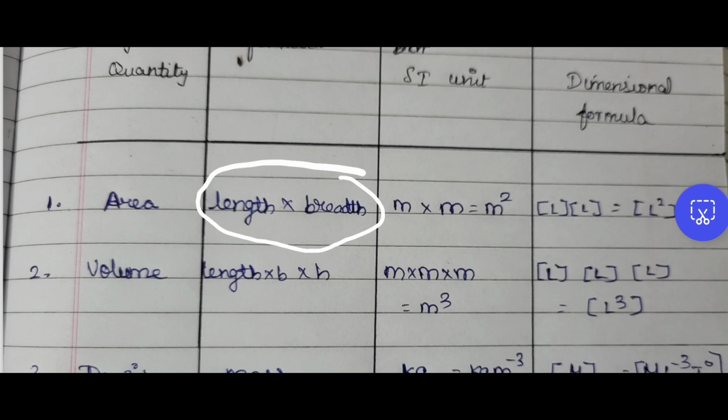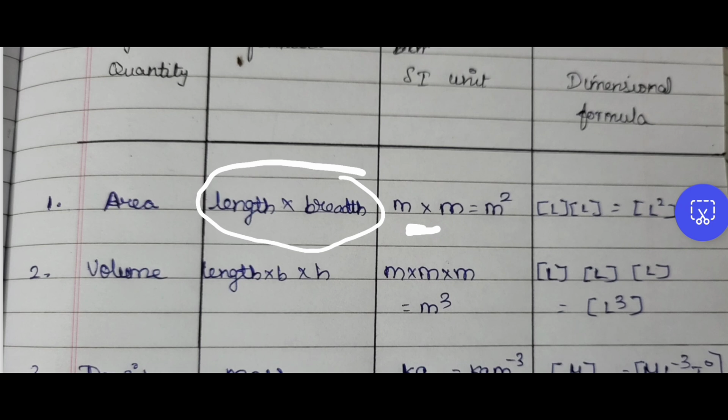Here, what is the SI unit for length? It is meter, right? So we substitute meter, and we should not change the mathematical symbols between them, whether it is subtraction, addition or multiplication. We should not change the symbol. Here we have a product symbol between the length and breadth, so I'm keeping it the same. And the SI unit of breadth is also meter. So meter into meter.